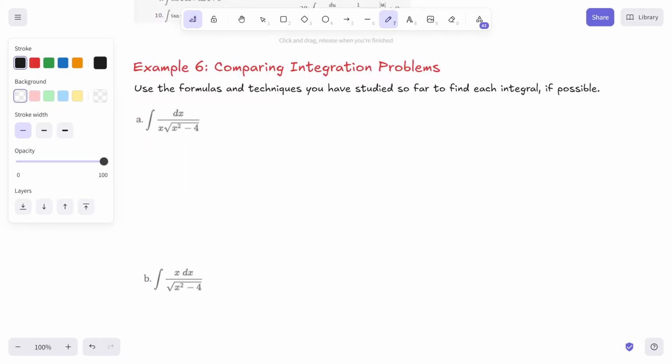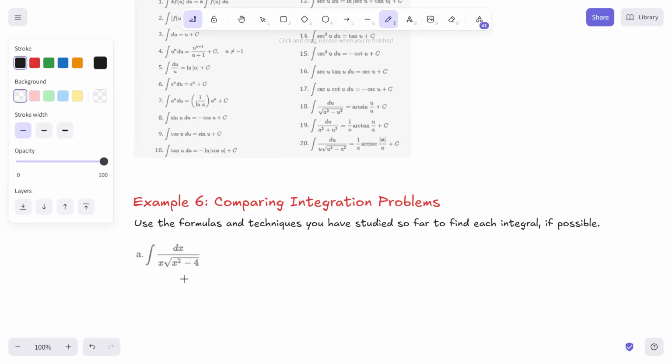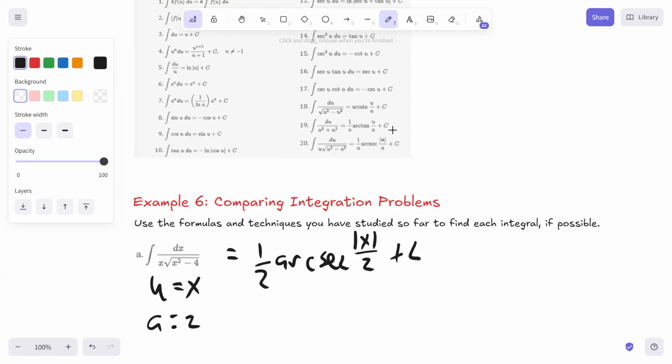So this first one, we have dx over x square root x squared minus 4. In this case, we have a square root of like a difference of squares with an x in front of the radical, and that looks a lot like the secant inverse formula. So in fact, it is, where the u is x and the a is 2. So we can go straight to the formula: 1/2 arcsecant of absolute value of x over 2 plus c. Okay, that was pretty straightforward.